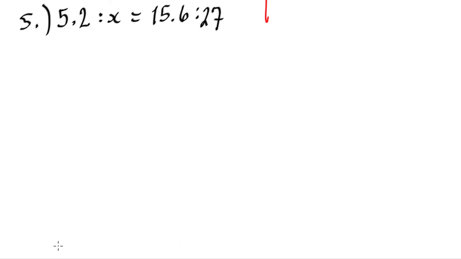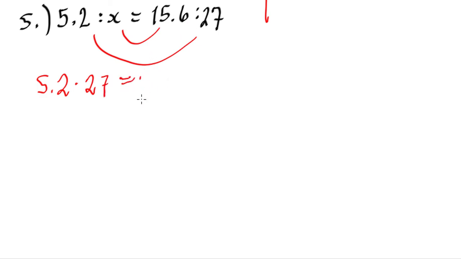Again, the product of the means is equal to the product of the extremes. So what we have here, let's do the extremes first. We have 5.2 times 27 equals 15.6 times x. So we just need to write that as 15.6x. So we need to multiply first 5.2 times 27.